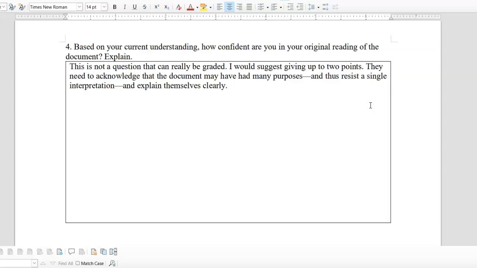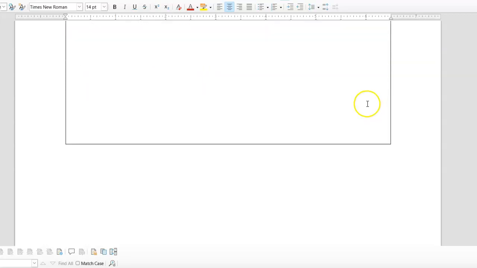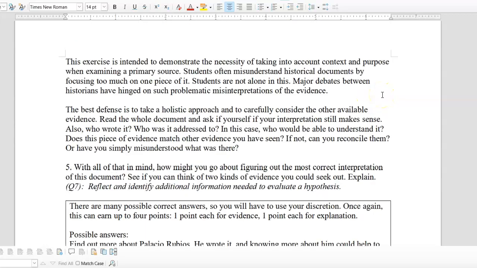You're looking for them to basically acknowledge, again, that the document had many different purposes, and they must explain themselves clearly as to what they thought those purposes were. So this can be up to 2 points. You don't have to give 2 points. It can be up to 2 points. But again, there's got to be a really good explanation for the different purposes the document was designed to accomplish.